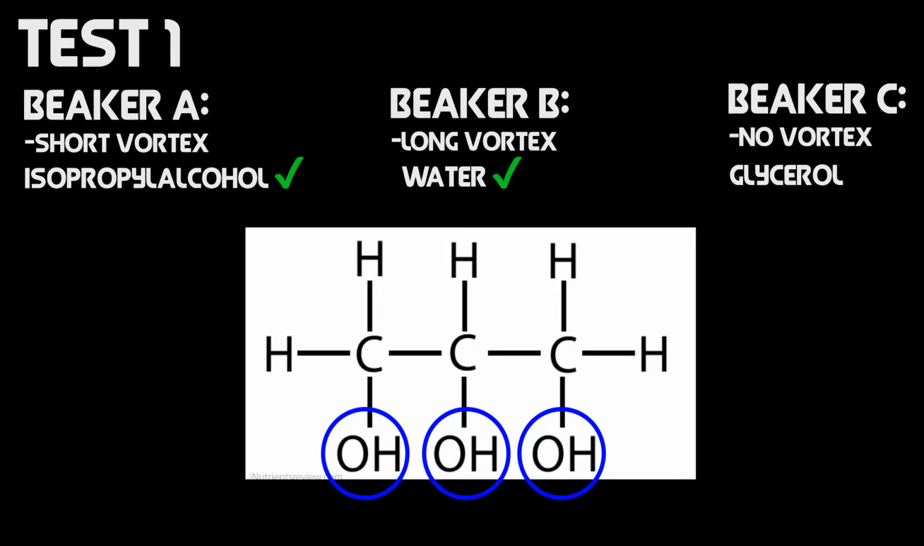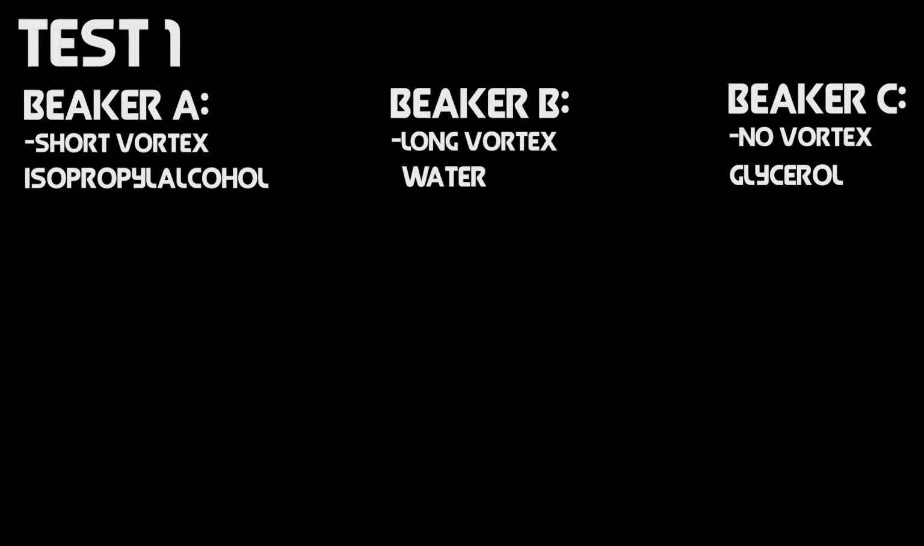Lastly, the glycerol was very viscous because of the 3 hydrogen bonding sites that it was composed of. As a result of this unexpectedly high viscosity, it was unable to form a vortex. Therefore, glycerol was in beaker C.